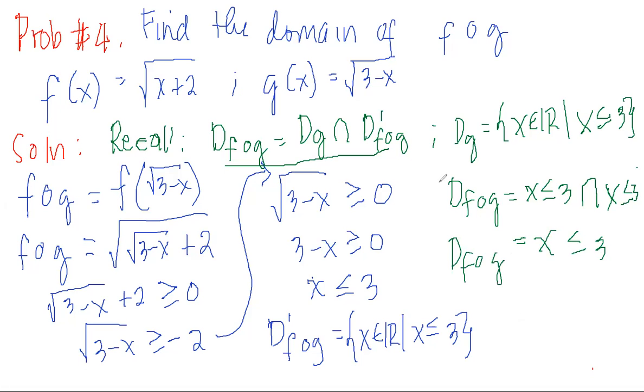So therefore, our final answer would be the domain of f circle g is equal to x is an element of real numbers such that x is less than or equal to 3. All right, so that's our final answer.